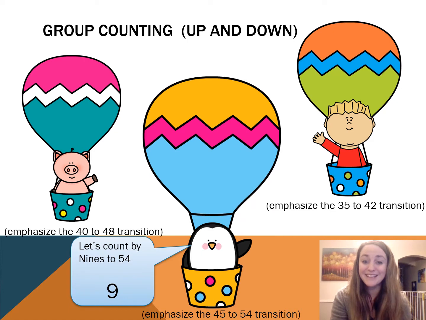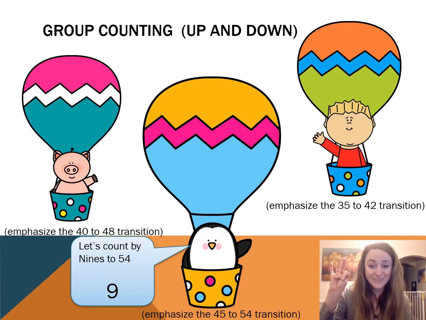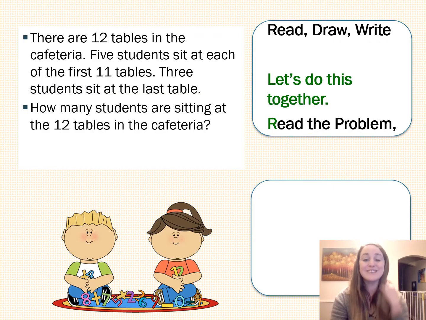Last one. Let's count by 9s to 54 and go. Wiggle it out. Bring it close. Count by 9s to 54 and go. 9, 18, 27, 36, 45, 54. Bring it down. 54, 45, 36, 27, 18, 9, and 0. Let's wrap that up. Great job.